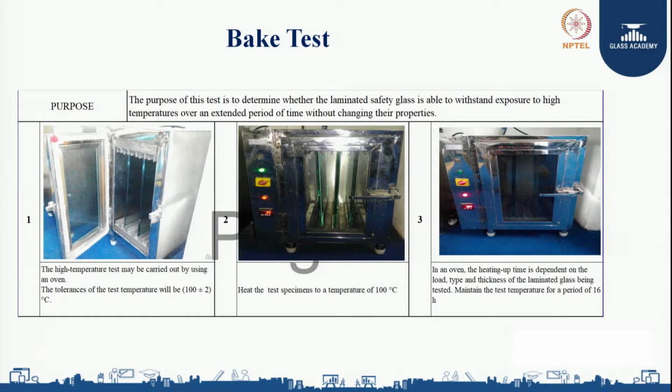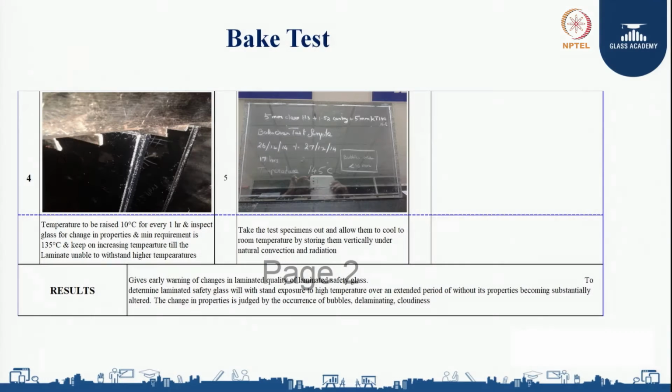If you see in the second photograph, heat the test specimen to a temperature of 100 degrees. We need to place it into a test oven and heat the glasses at 100 degrees centigrade for 16 hours. In an oven, the heating up time is dependent on the load, type and the thickness of the laminated glass being tested. Maintain the test temperature for a period of 16 hours. We need to take samples of laminated glass, place them inside an oven and heat at 100 degrees centigrade for 16 hours. Temperature to be raised 10 degrees for every 1 hour and inspect the glass for change in properties.